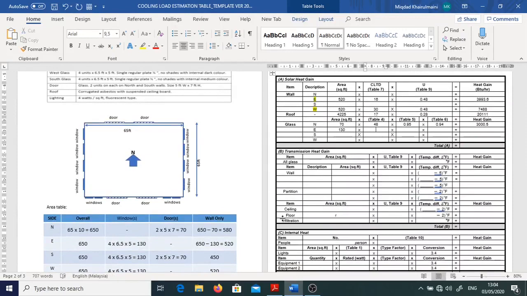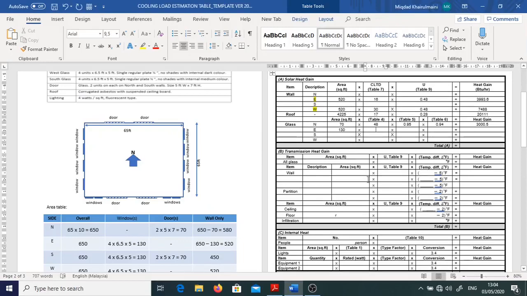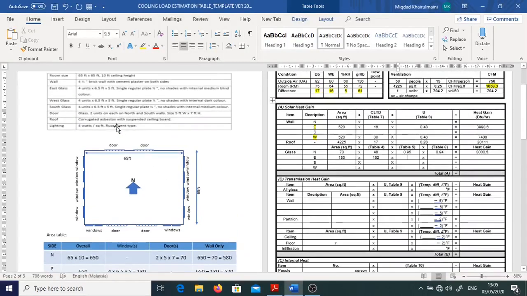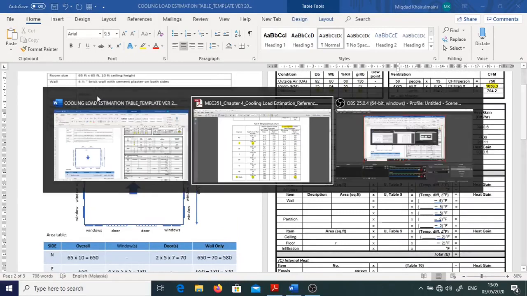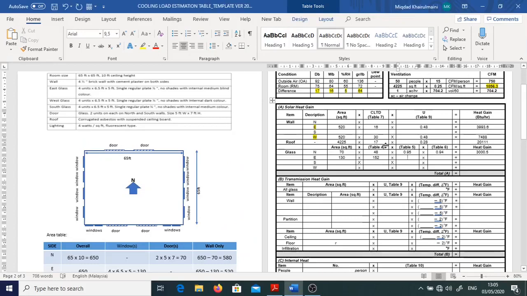On the east, back to the table, we see that they has windows, so 130. Back again, table 4. This time for the east, so table 4 here, for May, east is 152. So 152 will fit in here. And then table 5 again, for east 100. For east, now there is internal shade. From the question just now, east has internal medium color blind. So internal color blind means internal shade. So for east internal shade, the value is 0.19. So here is 0.19.